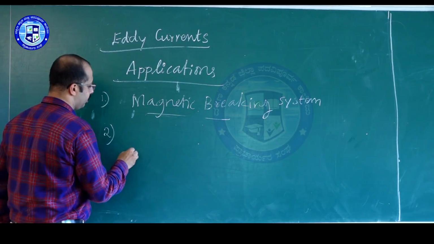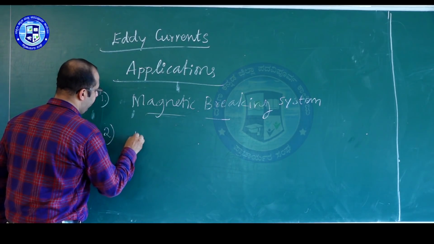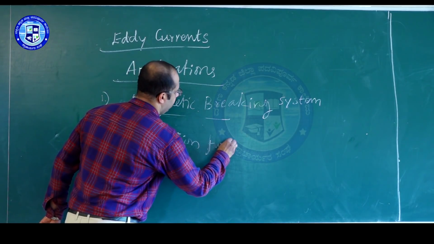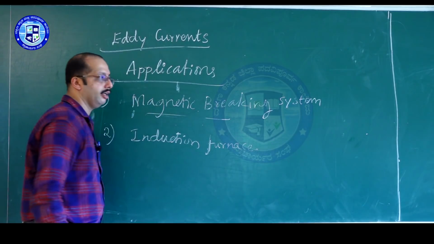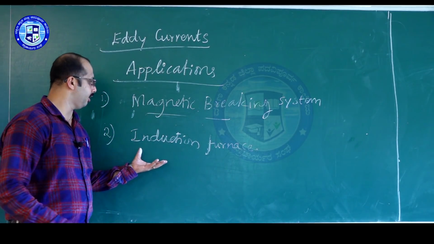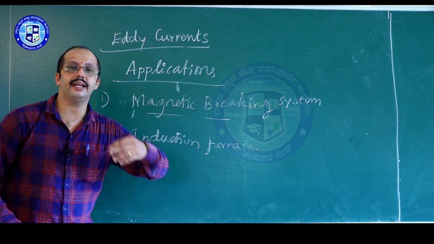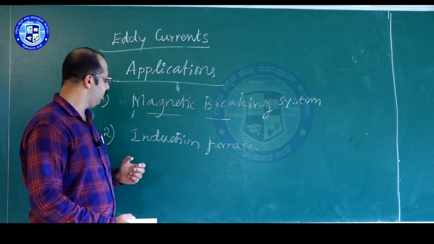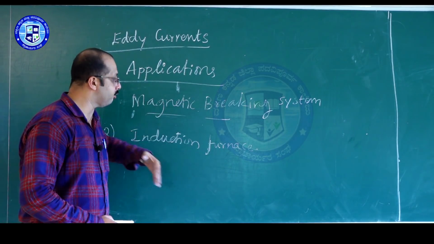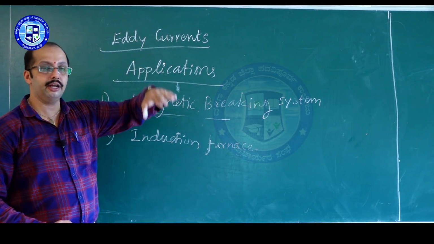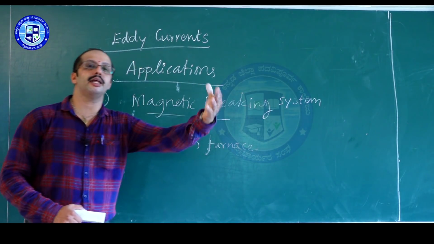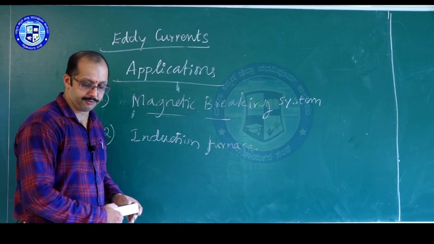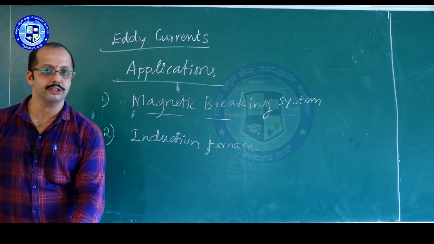Another one is the induction furnace. In some mechanical industries, we consider the induction furnace. High temperature is produced to melt certain metals. For that, to increase the temperature and the current, the eddy currents are required to increase the temperature so that the metal can melt. So the induction furnace is one of the examples to be considered.